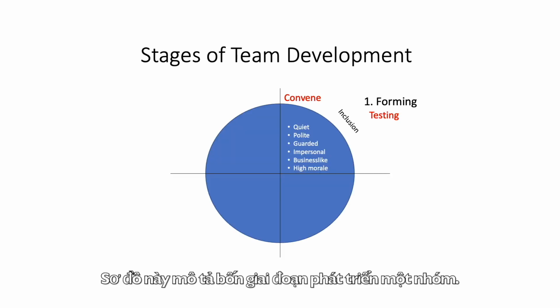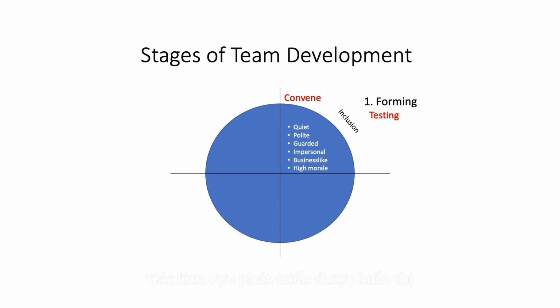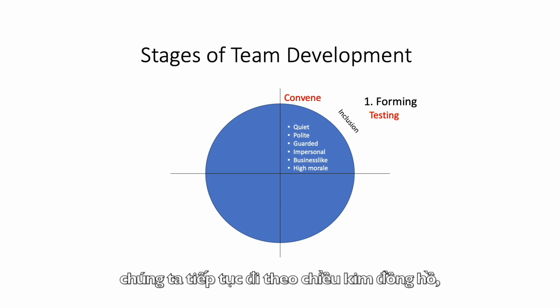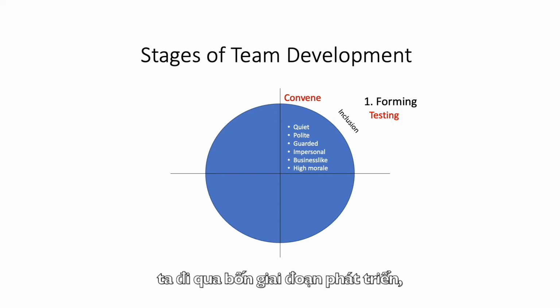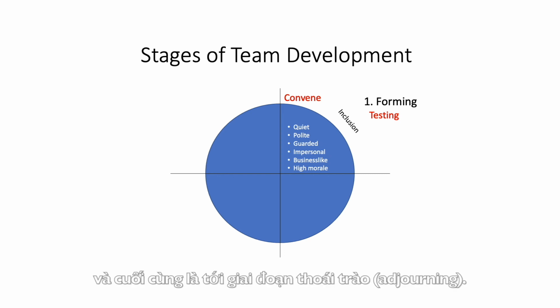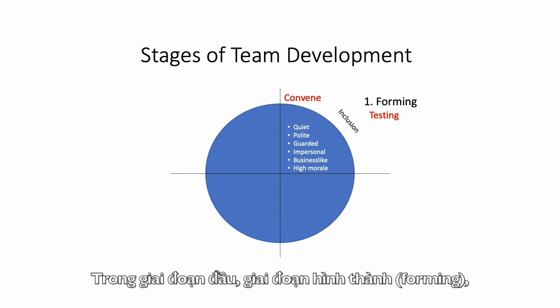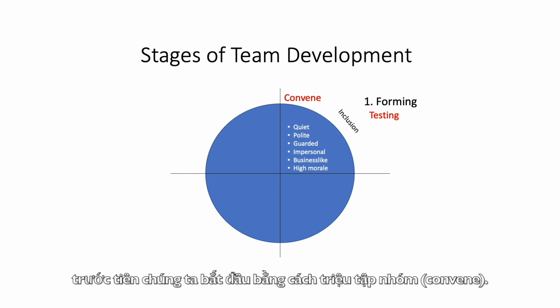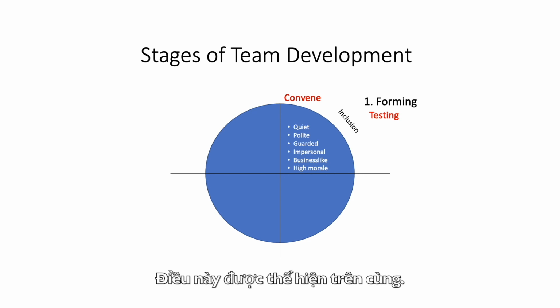This is a diagram that shows the stages of team development. We're representing the areas of development by this blue circular disc. And as we start at the top and work our way in a clockwise fashion around the disc, we go through the stages of development, ultimately to adjourning. So in the first stage, the forming stage, we first start by convening the team. That's represented at the top.